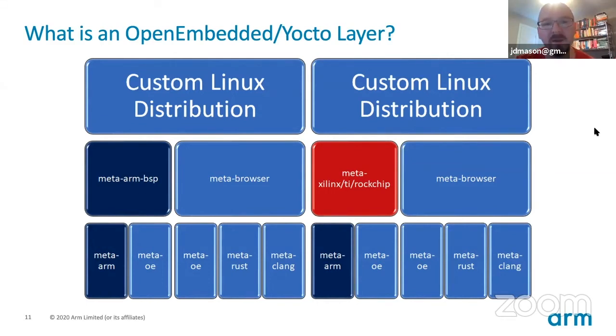And also you have the side-by-side pieces that make up your custom distribution. So for example, you're going to need a kernel, and the kernel will come from the MetaArm BSP, and that'll be applying patches on top of MetaArm. So that's what this graphic is meant to show.